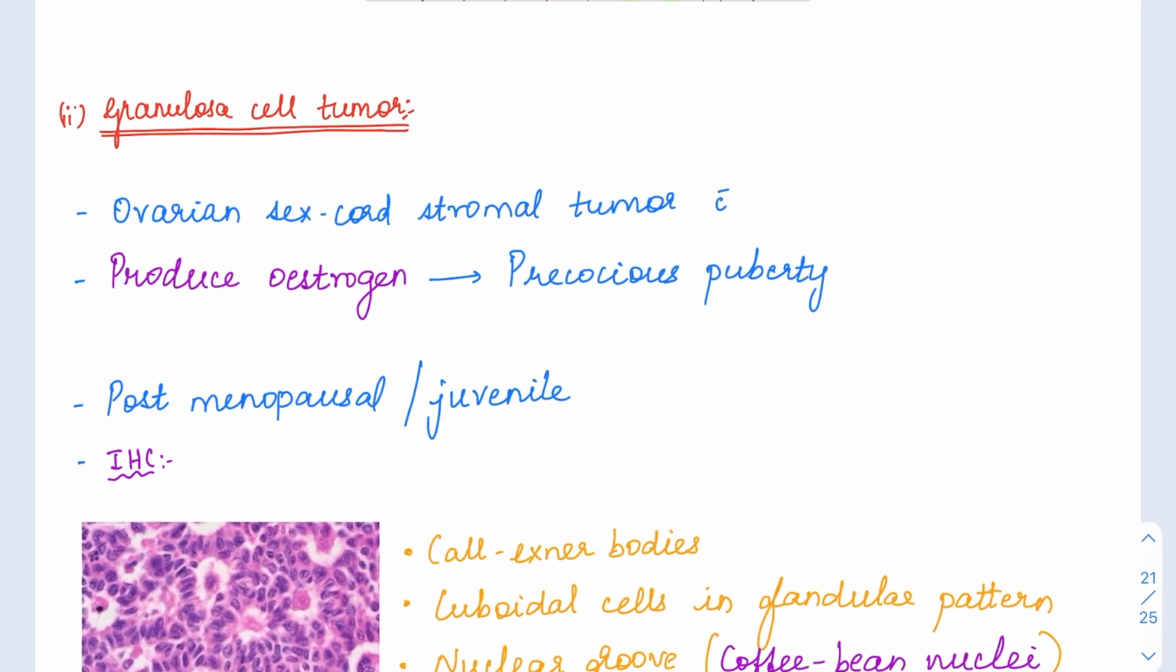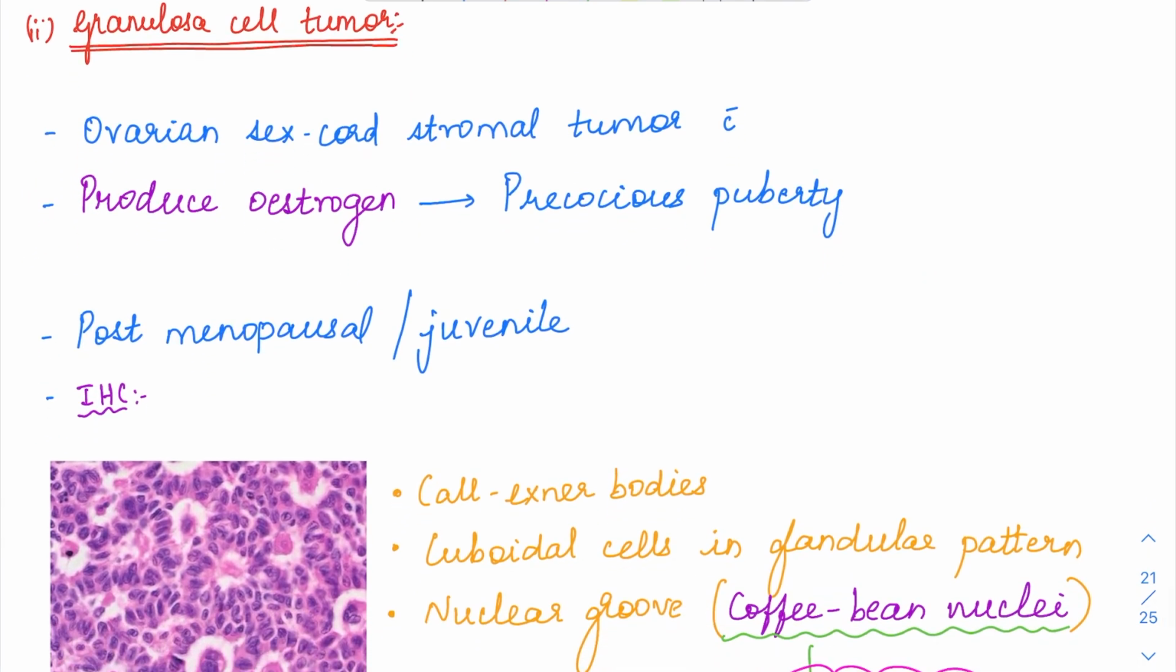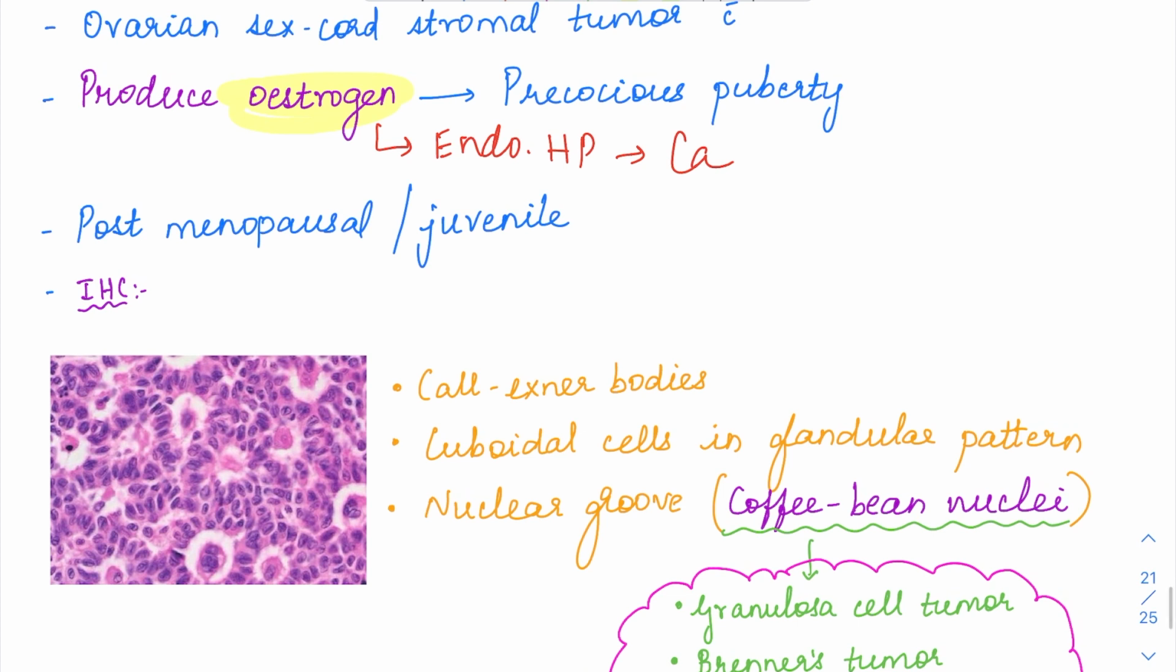Then we'll move on to the sex-cord stromal tumor. Firstly, we'll see about the granulosa cell tumor. Granulosa cell tumor is an ovarian sex-cord stromal tumor which is known for producing estrogen, right? In the endometrium, it can produce an endometrial hyperplasia which can turn into an endometrial carcinoma. Other than that, this estrogen production can lead to precocious puberty in children also. So, it can either affect children or even postmenopausal females.